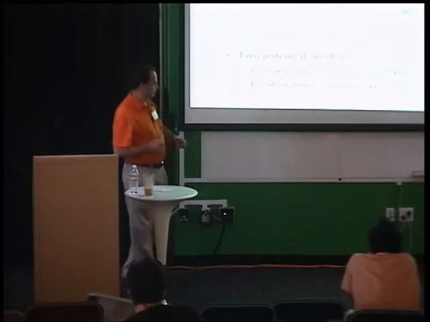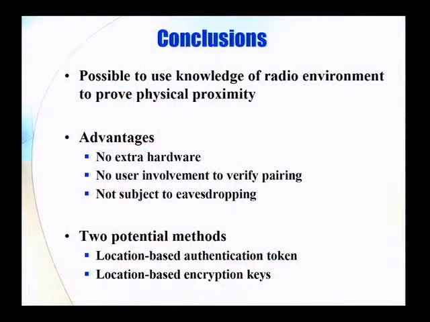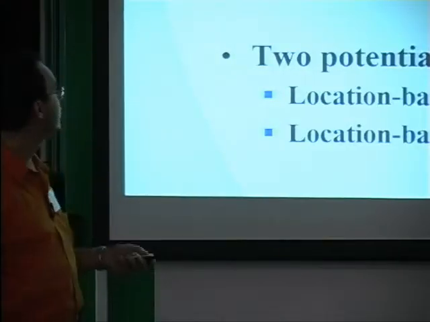All right. So hopefully, in conclusion, I've shown you that it's actually possible to use knowledge of the radio environment to prove physical proximity. There are several advantages to this approach. First of all, you don't need extra hardware. You can just use the existing radio on your device, as long as the radio supports promiscuous mode. Something like Bluetooth, for instance, won't work, but 802.11 does work nicely.